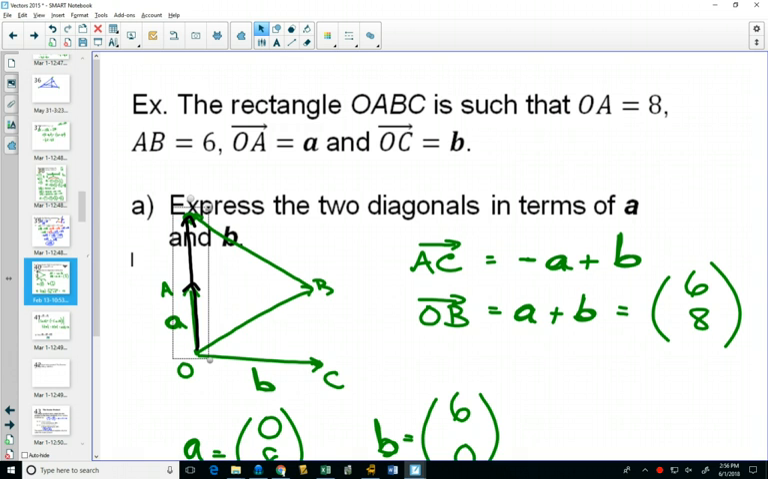So one diagonal is O to B, the other diagonal is A to C. Well, to go from A to C, I would have to go negative A plus B. To go from O to B, I'd have to go B plus A, or A plus B. And I just decided to write O to B as a column vector there. It would be 6, 8. You go 6 in the x direction, 8 in the y direction.